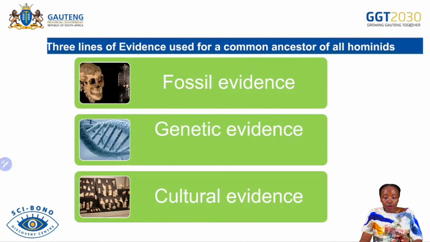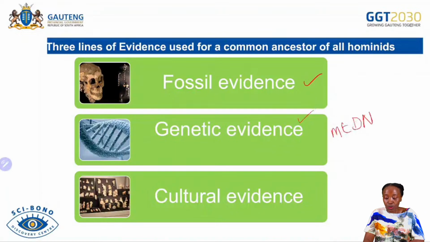Moving on. The lines of evidence that support human evolution: there's only three. Like I've mentioned, what is indicated on the exam guideline is fossil evidence, and then we also look at the genetic evidence. When we talk about genetic evidence, the main focus is mainly on the mitochondrial DNA. And then there's also cultural evidence where we look into the artifacts, things such as tools. All three of these contribute to what we now know about human evolution.